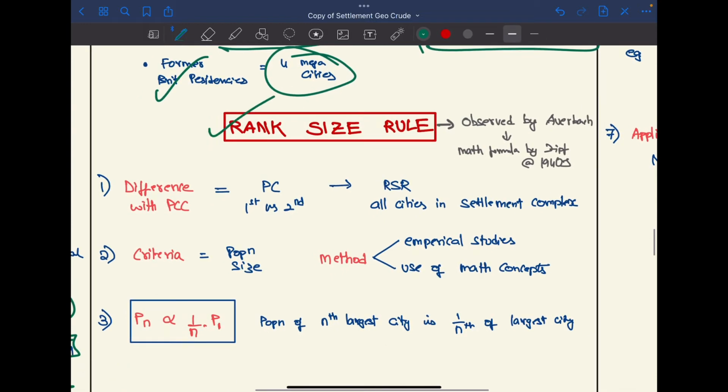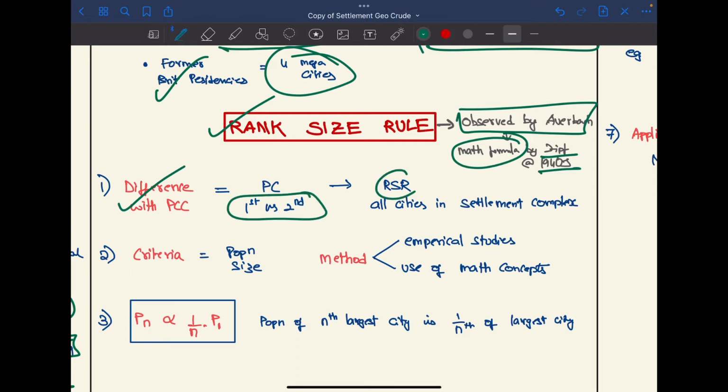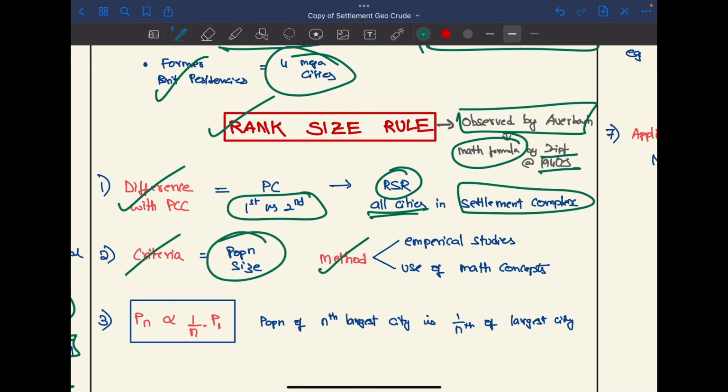Next, we have the rank size rule. This was actually observed by Auerbach, but the mathematical formula was given by Zipf in the 1940s. So, what is the difference between the primate city and the rank size rule? The primate city compares only the first and second, whereas the rank size rule compares all cities in the settlement complex. He also uses the criteria of population size. The methods he uses are both empirical studies and mathematical concepts.